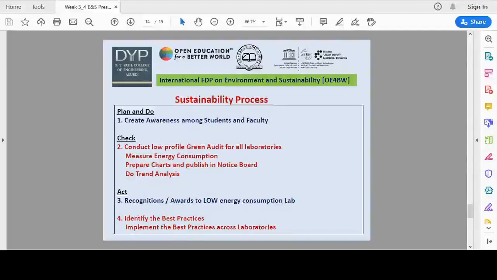The trend analysis has to be reported and published on notice boards, and recognition or awards can be given to low energy consumption laboratories. The best practices of those laboratories can be identified and implemented in all the laboratories. This is how we can sustain low energy consumption and give less impact to the environment.